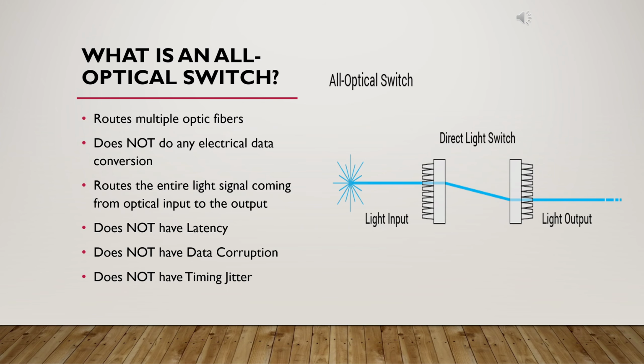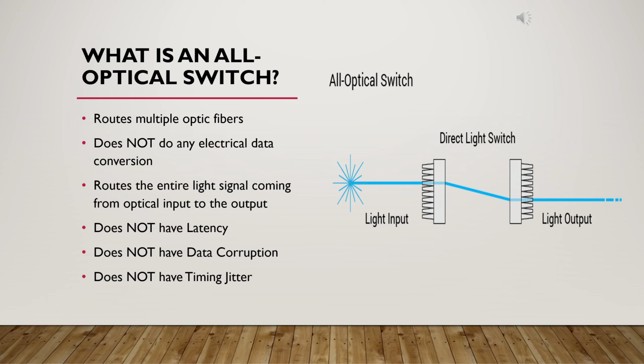Now we're going to be talking about an all-optical switch. An all-optical switch is kind of like an optical switch. It routes multiple optic fibers, it controls its inputs and outputs, but what's special about this all-optical switch is that it does not do any electrical data conversion.